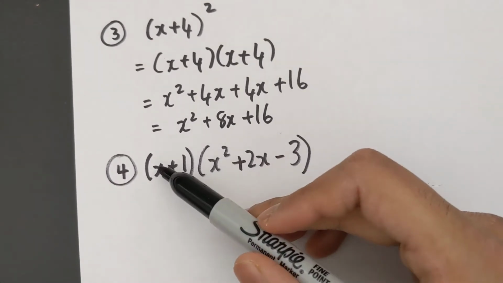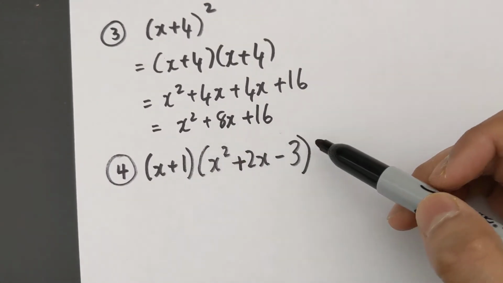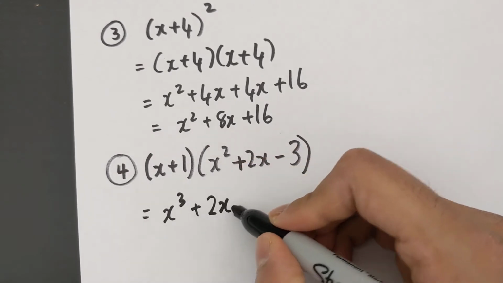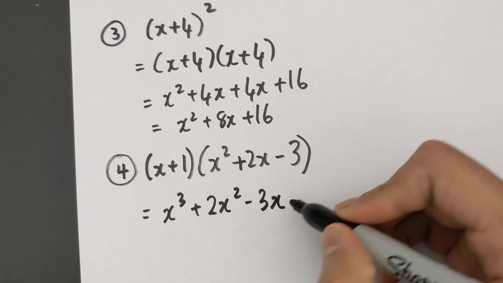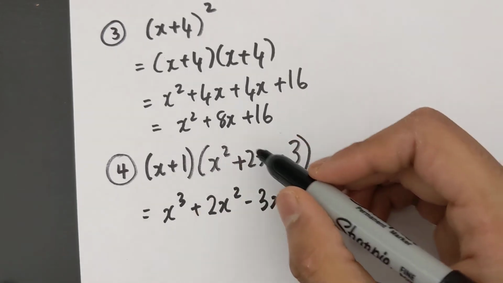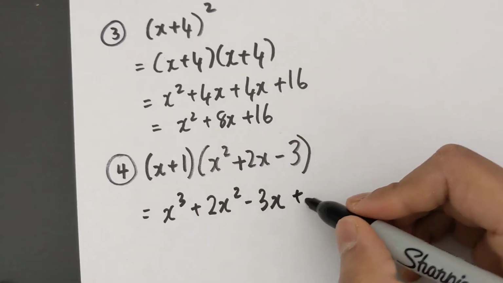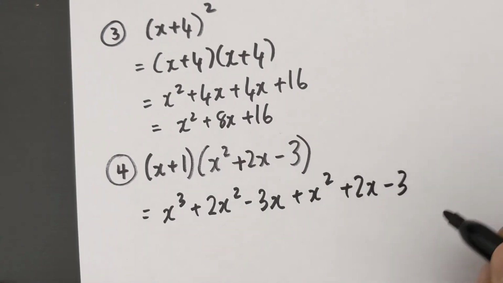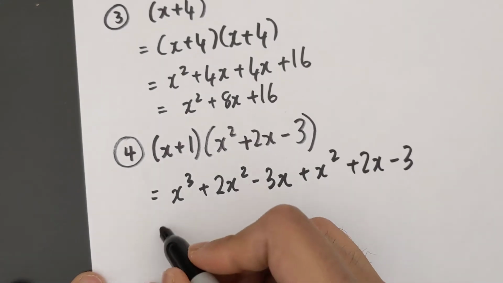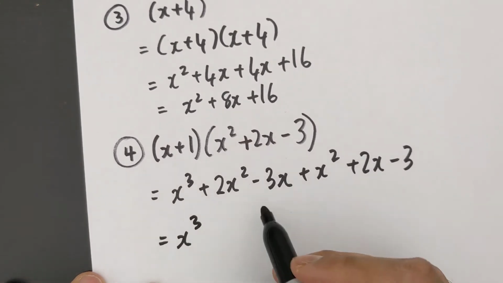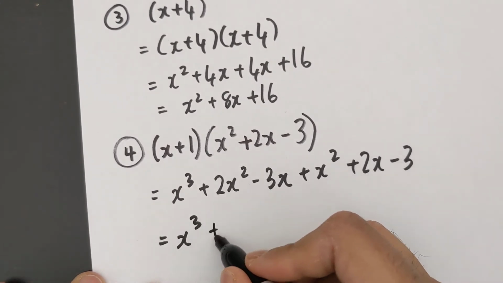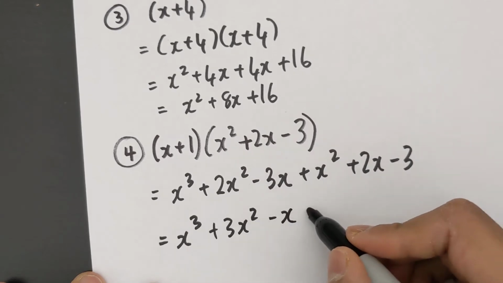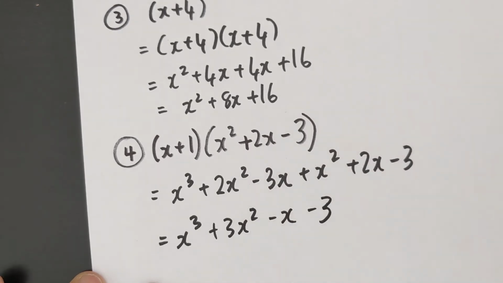This one again, it's the same thing. I'm going to multiply the x by all three terms. That's x cubed plus 2x squared minus 3x. Then I'm going to multiply the 1 by all three terms. So that's plus x squared plus 2x minus 3. Then I'm going to combine like terms. So that's just x cubed. Those two give me plus 3x squared. These two give me minus x and then minus 3.